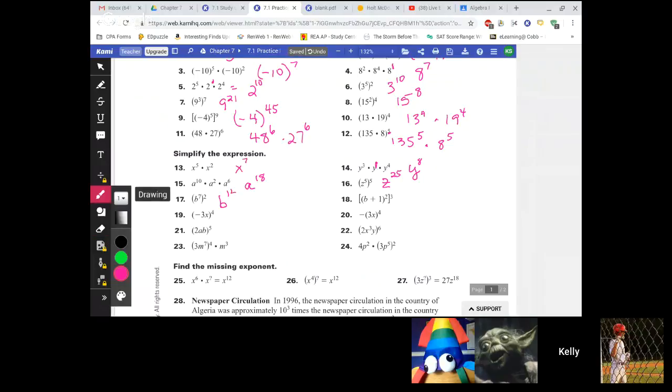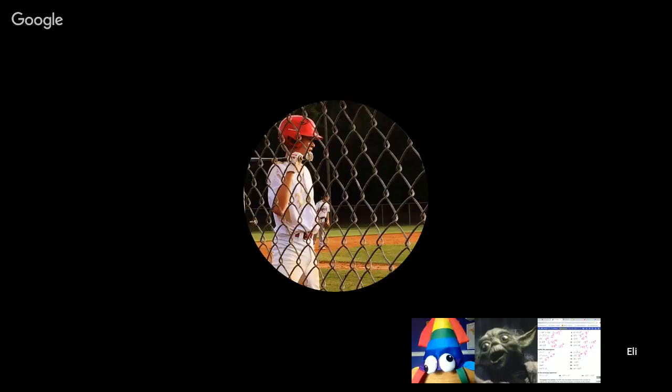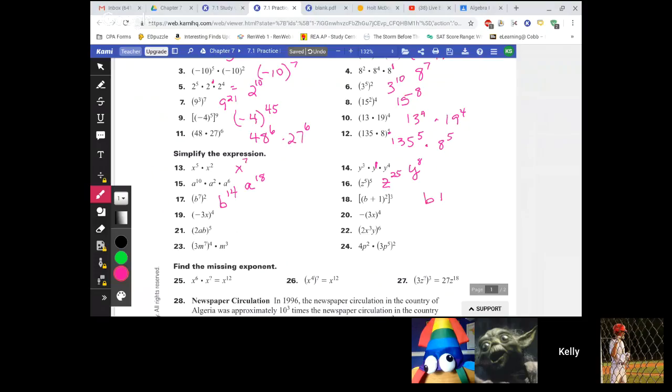Is this making sense? Yes, ma'am. Cool. This is going to be b plus 1. That is a term. It cannot be separated. It has to stay together. So that's going to be b plus 1 to the 6th. That's not b to the 6th, 1 to the 6th. It is b plus 1 to the 6th. It has to stay together. I cannot emphasize that enough. It has to stay together.